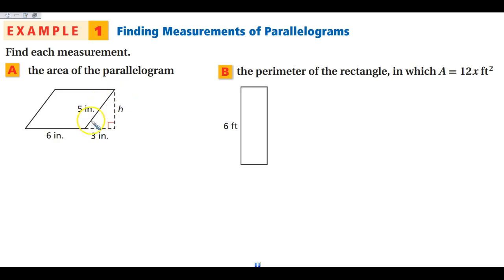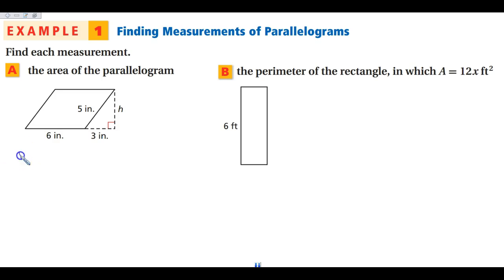So notice that this side of our parallelogram is a length of 5. This outside piece, outside of our parallelogram, is a length of 3. And we have a right triangle. So since I have a right triangle, I know 2 of the sides. I can use the Pythagorean theorem to find the height. So that's my a squared plus b squared equals c squared. And remember that your hypotenuse, which in this case is 5, is always our c.